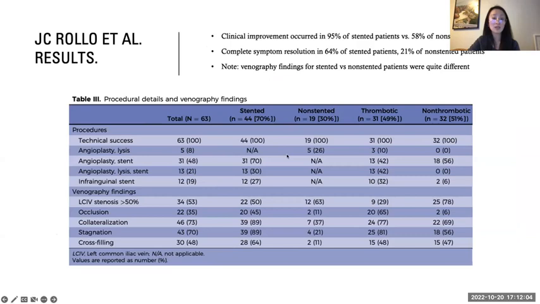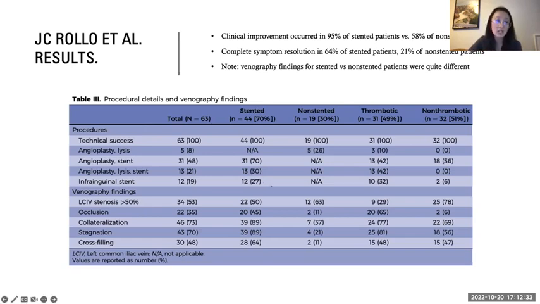This is a summary of the results, looking at those who were stented versus those who were not stented, those who were thrombotic versus not thrombotic. The real thing that I want to point out from these results is that there was clinical improvement in 95% of those who were stented and only 58% of those who were not stented, and complete symptom resolution in 64% of stented patients and only 21% of non-stented patients. So it was felt that there were significant differences between these two groups, though this was again not randomized.